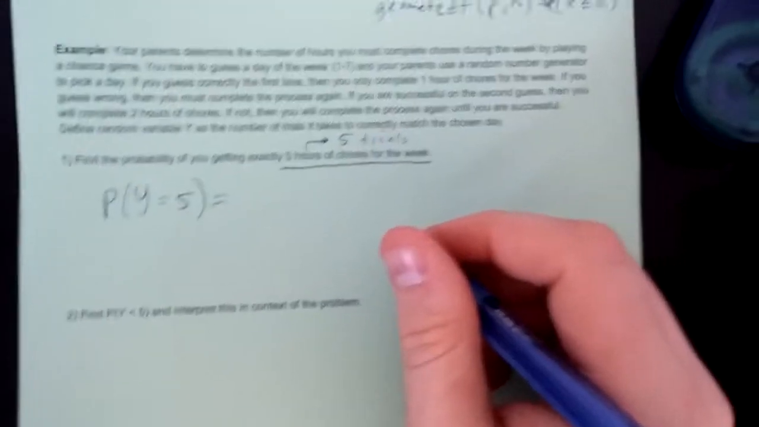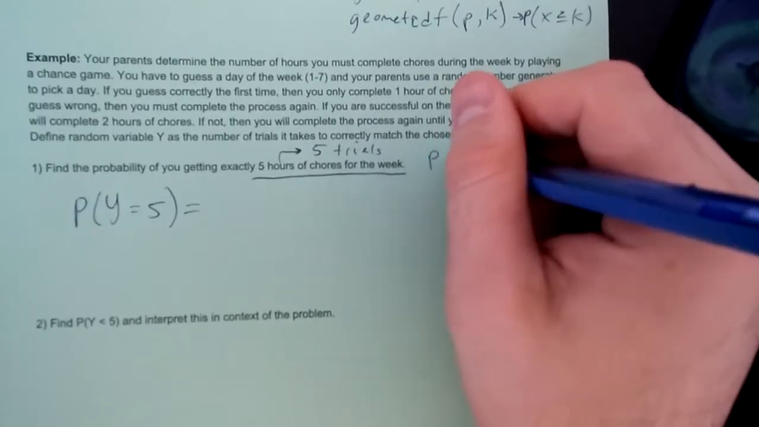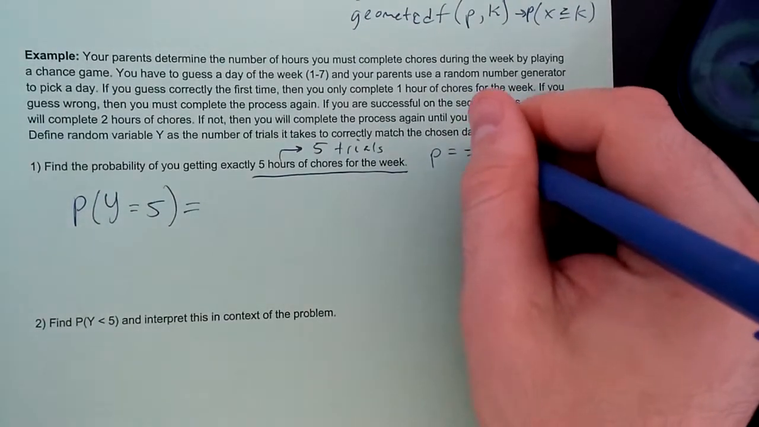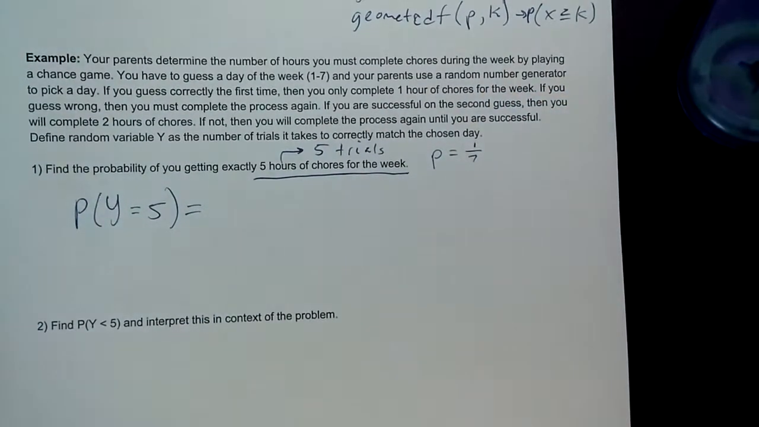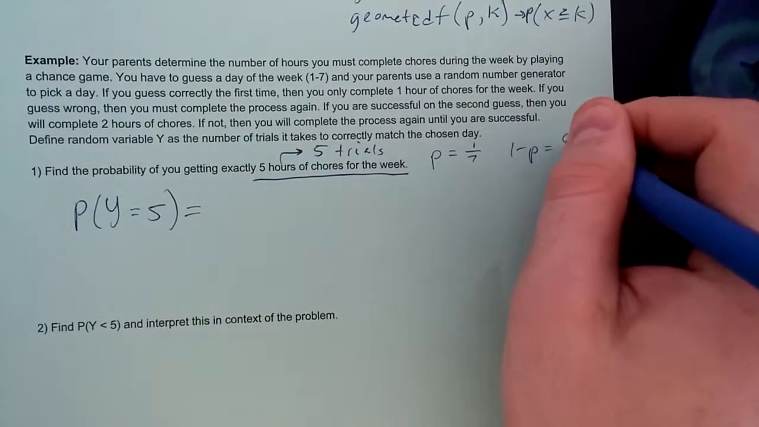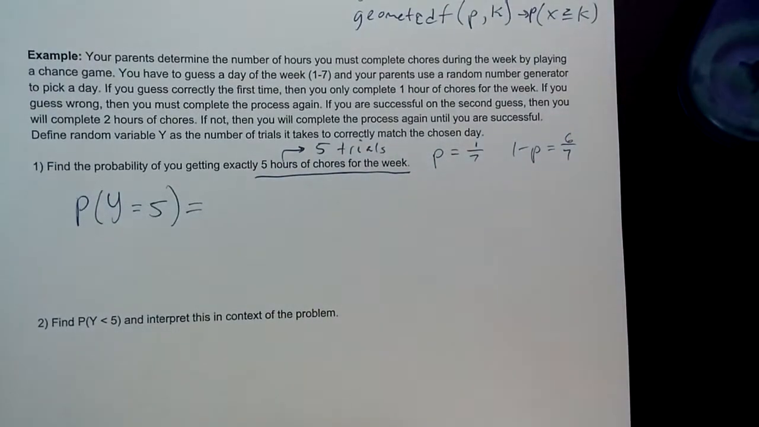Well, we need to have the probability of success, and that's it. So the probability of success here is 1 out of 7 because there are 7 days. You're choosing 1, and your parents are choosing 1 using a random number generator. So that's your probability of success. So that means that 1 minus P, your probability of failure, is 6/7.